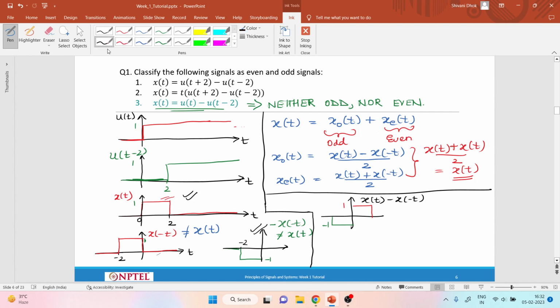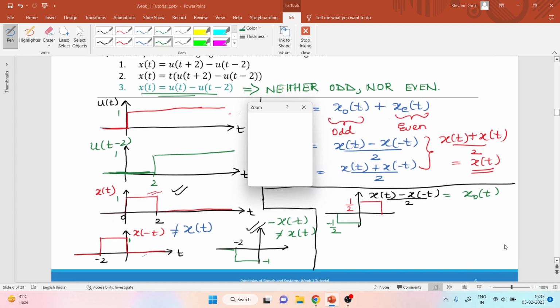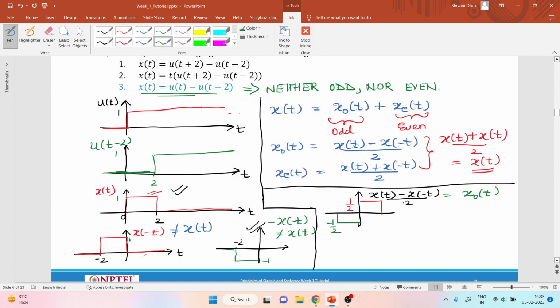But apart from that, we need to have a scaling of 1 by 2, that is we have to divide it by 2, and because of this amplitude will change to 1 by 2 and minus 1 by 2. So whatever we are getting here is basically the odd component, that is x odd of t. We can also observe here that this signal is having an odd symmetry. That is, it is positive when t is greater than 0, and it is flipping its sign when t is less than 0.